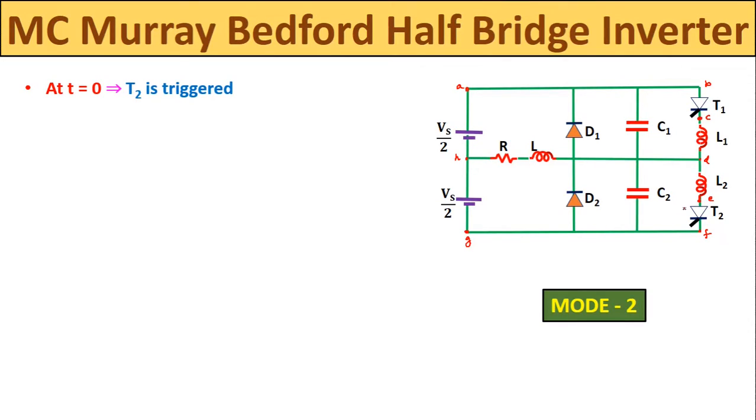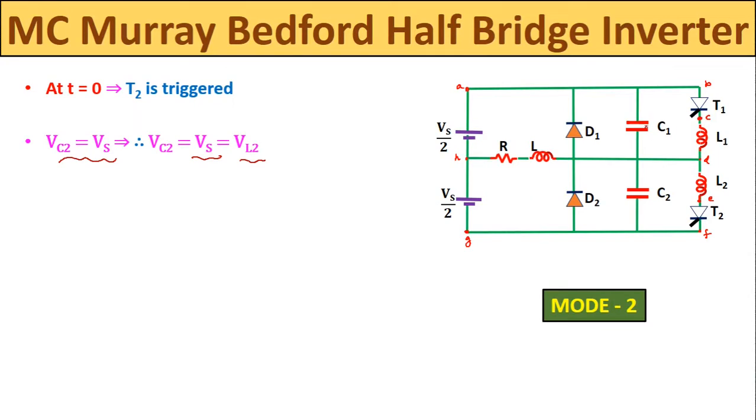as we have discussed in the mode number 1 operation, because of the voltage across the capacitor C2, VC2, this T2 thyristor will go into the forward bias condition. At time t is equal to 0, this T2 thyristor will be fired, so it will go into the on condition and starts conducting the current. So as soon as this T2 thyristor is fired, the voltage across the capacitor VC2, which was equal to Vs, will appear across this L2 inductor. Therefore, VL2 will also be equal to Vs here.